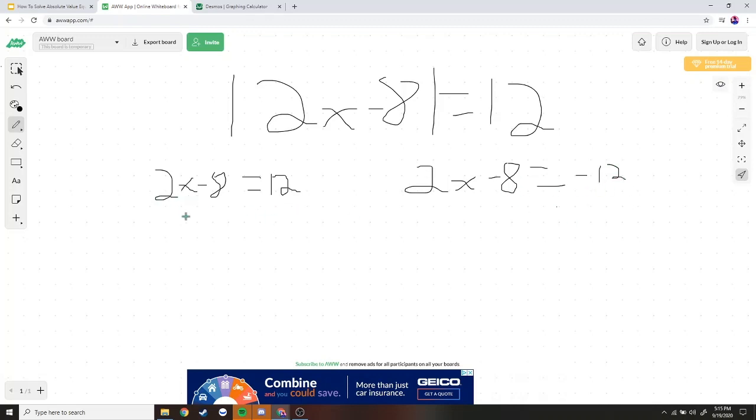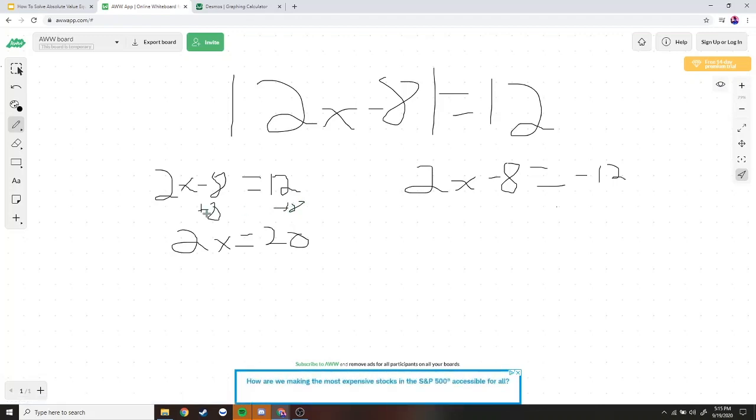Now here we're just going to solve the equation separately. So to isolate this x, we're going to bring this 8 to the other side. So if we add 8 on both sides, then we're going to get 2x equal to 20.